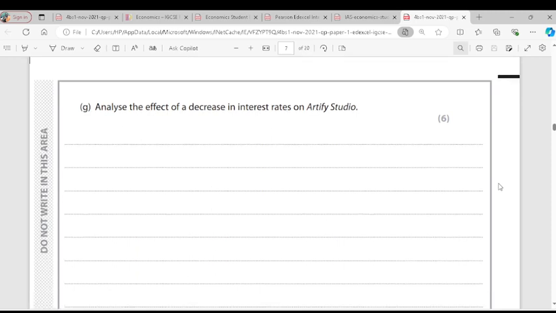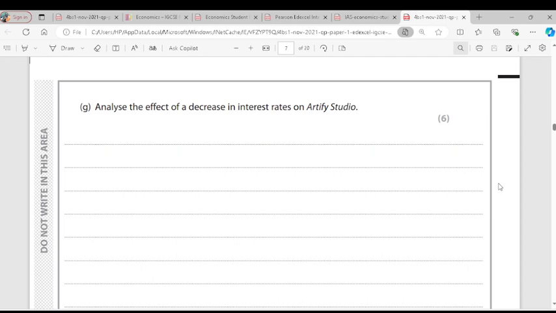Analyze the effect of a decrease in interest rate on Artify Studio. A lower interest rate could increase the demand for its art. When we talk about a lower interest rate, it means the cost of borrowing becomes cheap. So Artify Studio might be able to borrow more money to expand its business, maybe for advertisements to create more awareness. If the cost of borrowing is cheaper, it allows businesses to borrow more. And if Artify is able to spend on advertisement, it will create awareness about its products. Do you get the point?